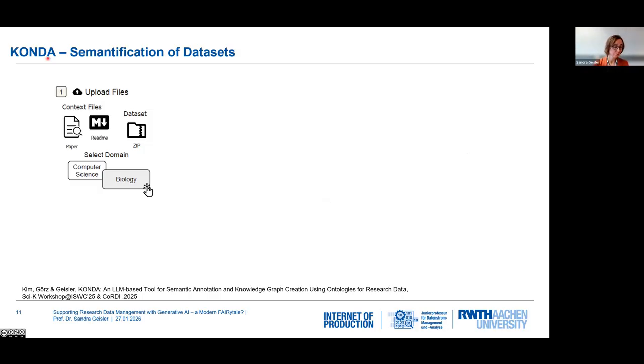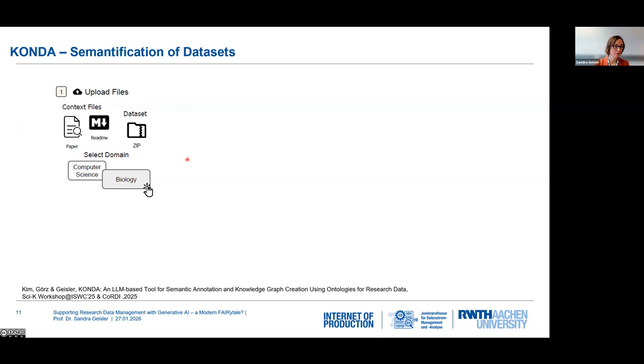So here, this is Conda, our tool, which we created. It's called Conda, and it is based on generative AI, utilizing large language models to support different tasks on the way to a rich data set. So the first step in that tool is to upload the files that we would like to have enriched, so the data set and context files.